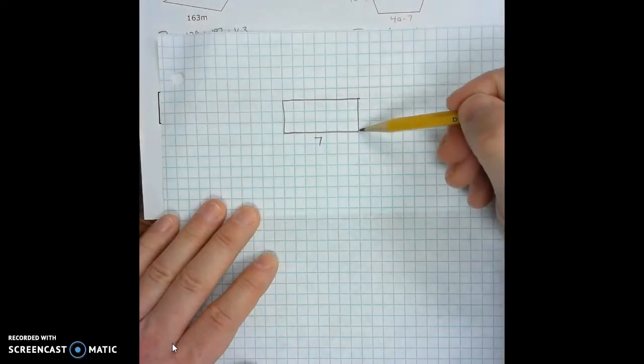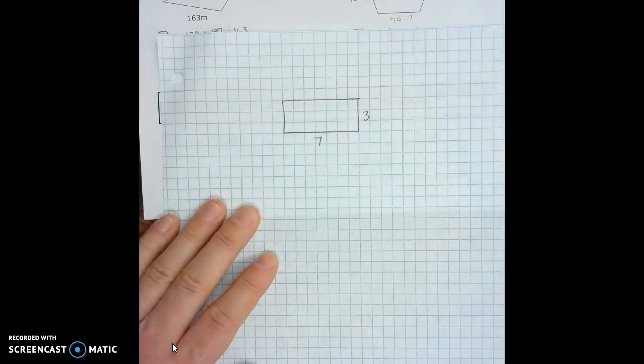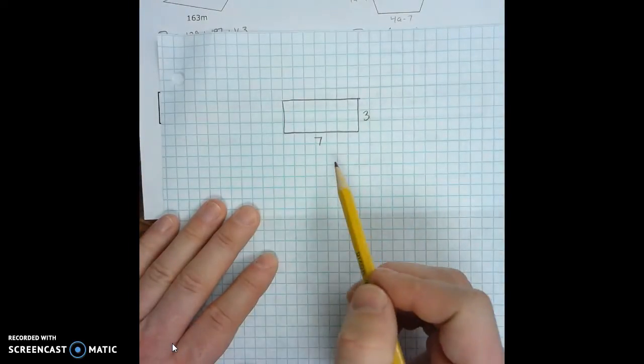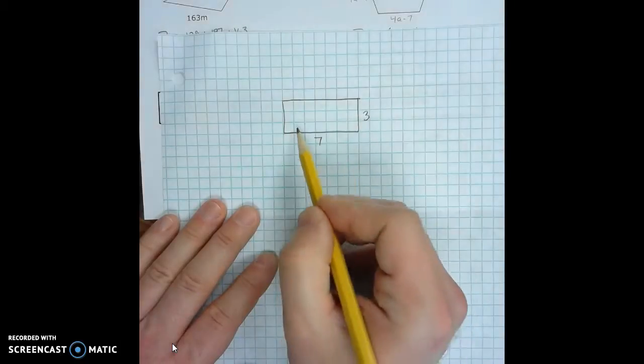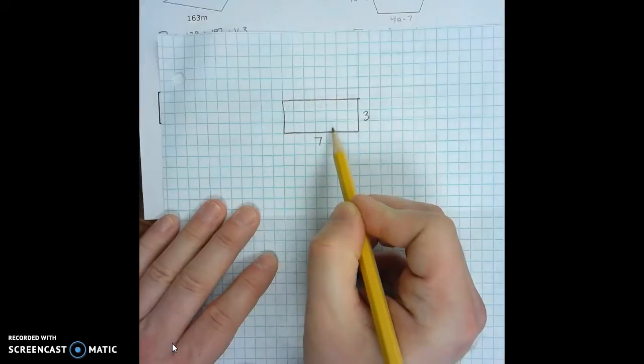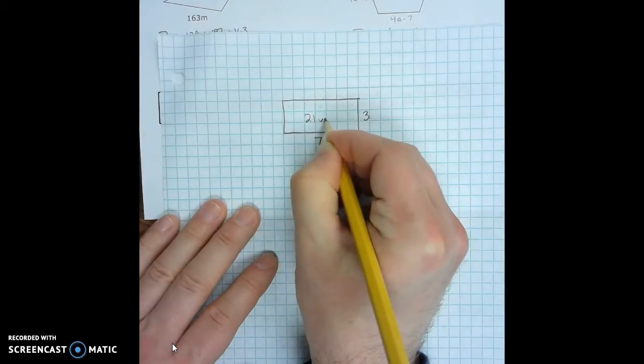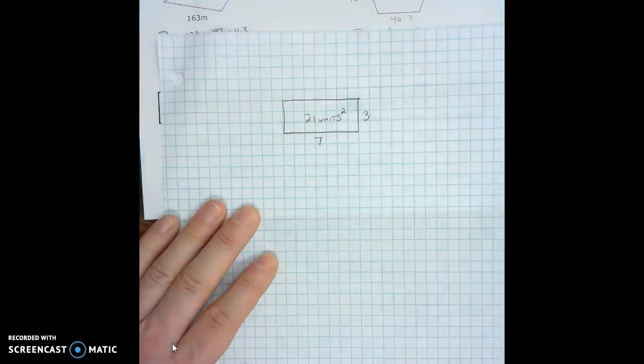And for my height here, I have 1, 2, 3 units. And again, I'm trying to figure out how much space is inside. Well, fortunately, I have a nice piece of graph paper here. I can count the number of units. I see 1, 2, 3, 4, 5, 6, 7, 8, 9, 10, 11, 12, 13, 14, 15, 16, 17, 18, 19, 20. This is 21 square units on the inside of this rectangle.